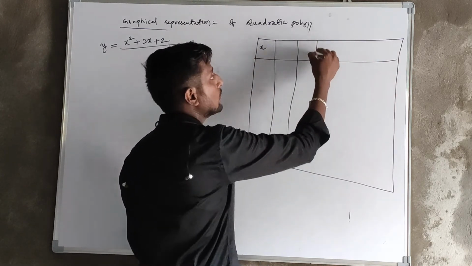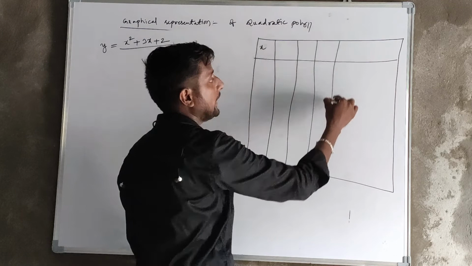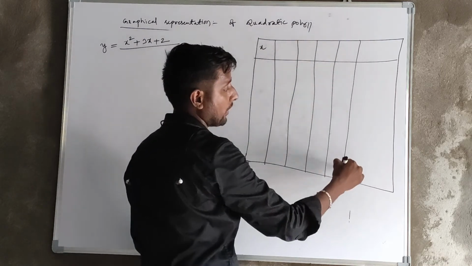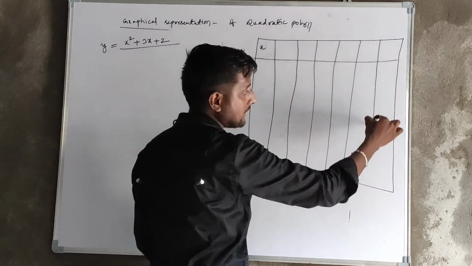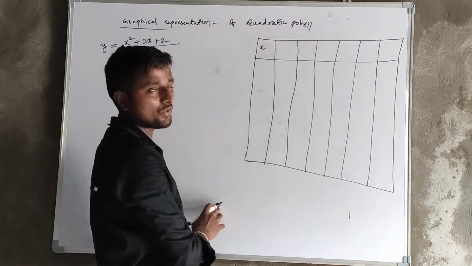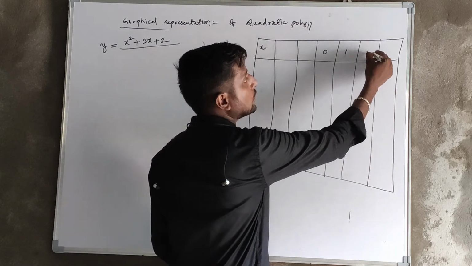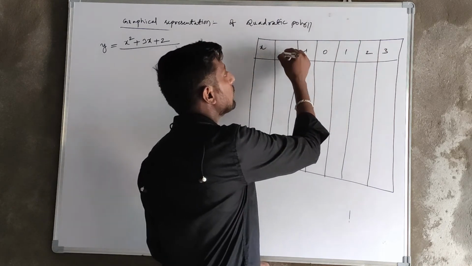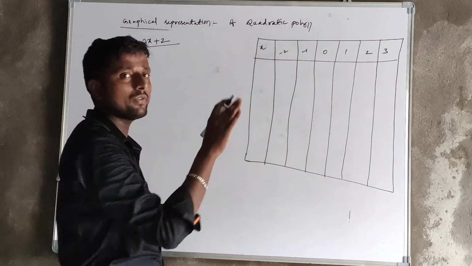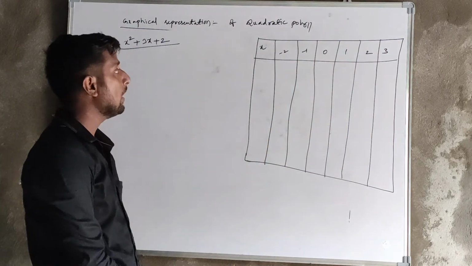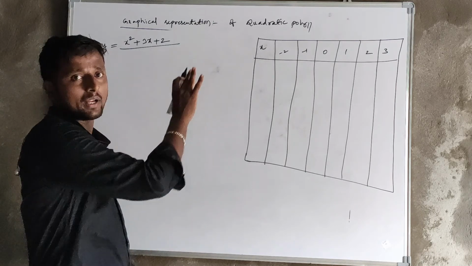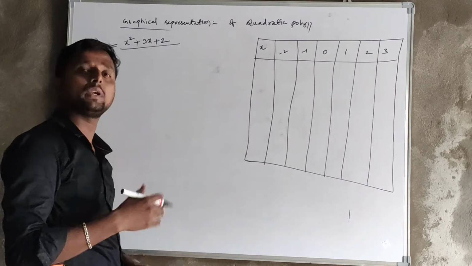1 2 3 4 5 and 6. Okay, 6 values we got it. So I'll start from 0, 1, 2, 3, minus 1, minus 2. So these numbers we have taken randomly. Correct? Here, to make a table, many people will use many methods.